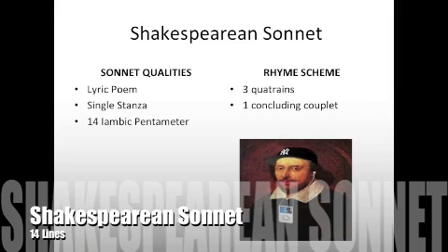Next item is the rhyme scheme. There are three quatrains in a Shakespearean sonnet, and I'm going to show you that at the end of this. And then many of you observed today in our classroom discussion that there's one concluding couplet.